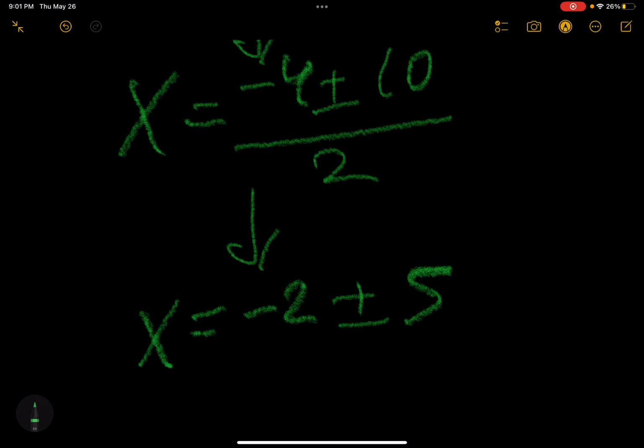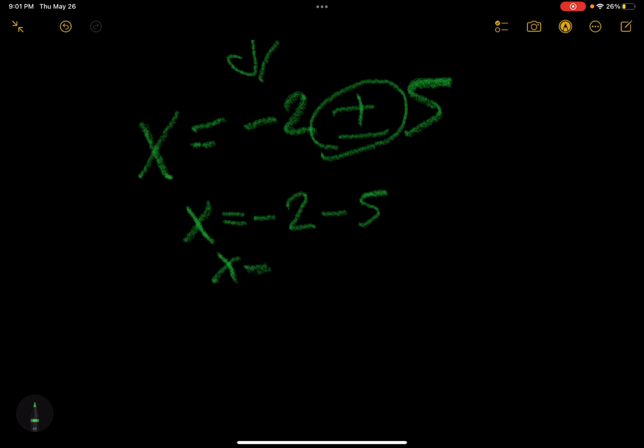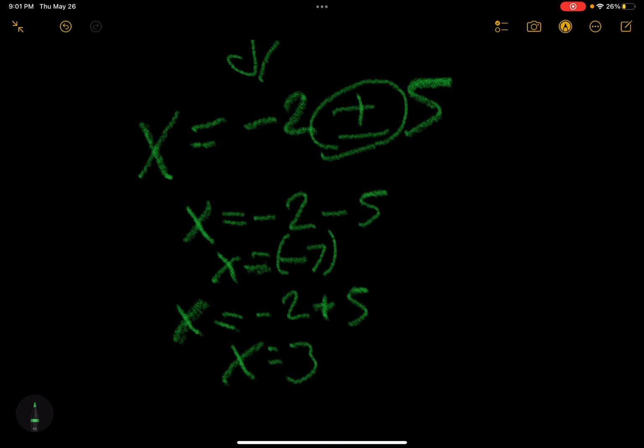So now, here is what we talked about. Now, knowing what plus or minus equals, x could equal negative 2 minus 5. So that means x equals negative 7. Or x could equal negative 2 plus 5. So x could equal 3. There are our 2 roots.